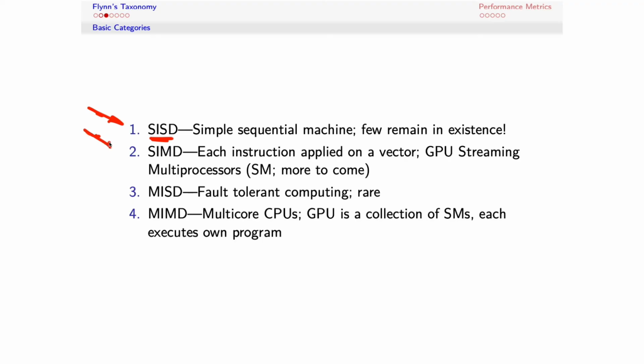The second category in Flynn's taxonomy is SIMD. In this case, we have a single instruction, but we're operating on multiple pieces of data simultaneously. This is a very common way of categorizing the way that GPUs behave. In a GPU, you might have one control circuit that's orchestrating the behavior of a bunch of different processors, but each of those processors is doing the same instruction at the same time. The parallelism arises because each of those processors is accessing a different portion of the data set.